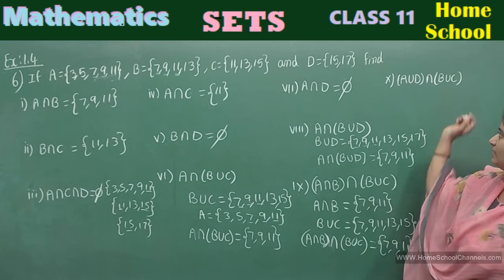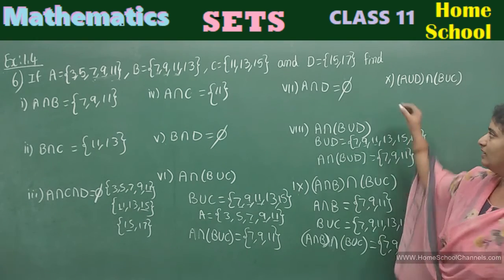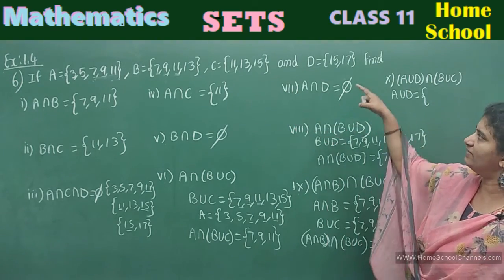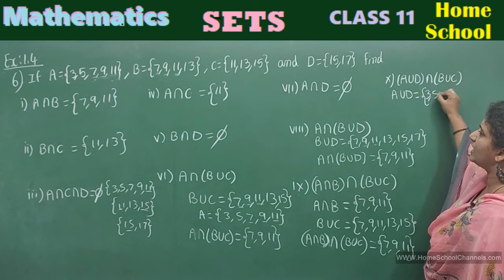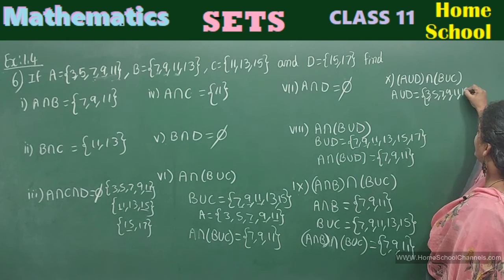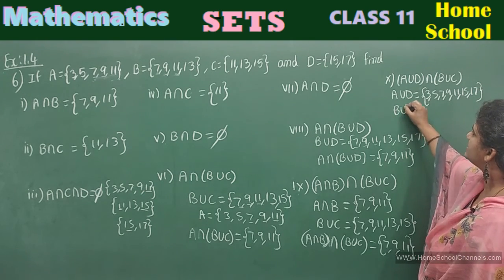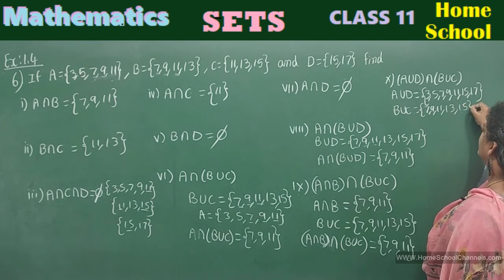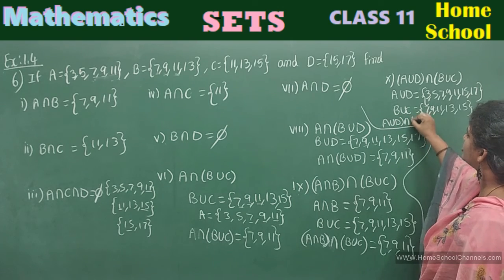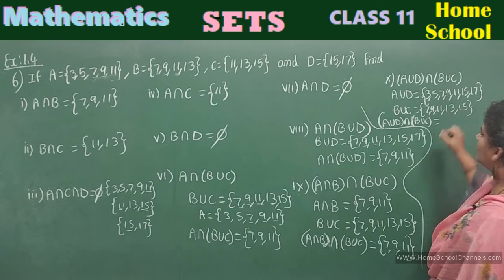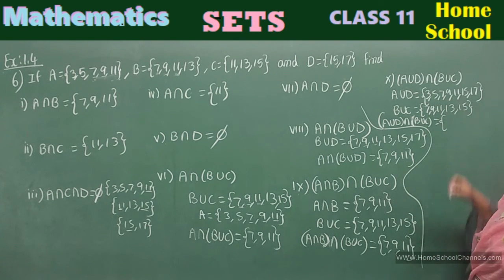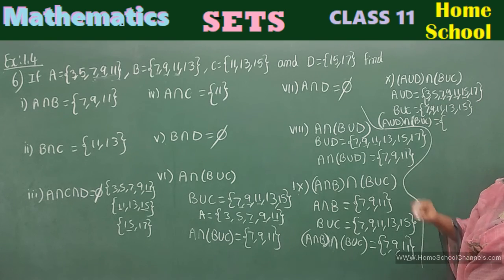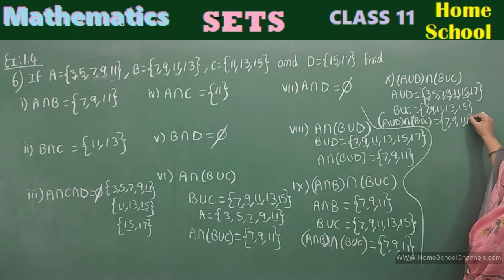Okay. So the last problem. A union D intersection B union C. First find out A union D. What is the A union D answer? 3, 5, 7, 9, 11, 15, 17. And B union C. What is B union C? 7, 9, 11, 13, 15. A union D intersection B union C is equal to. So intersection of these two sets, observe carefully what the common elements are. 7 there, 9, 11 and 15. So your answer is 7, 9, 11, 15.